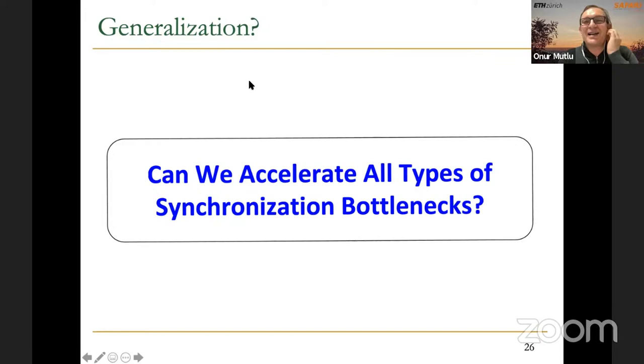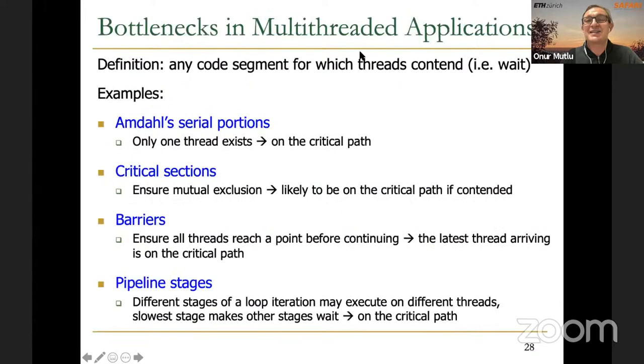Okay, now let's try to generalize this idea. The question now becomes, can we accelerate all types of synchronization bottlenecks? We're just looking at critical sections, but critical sections are just, I don't want to call it a small fraction, it's actually a reasonably large fraction, but just a fraction of bottlenecks. And that brings us to the next work that we did along these lines. Here we're going to start with defining bottlenecks. We already kind of talked about it, but I want to define it more formally, perhaps.